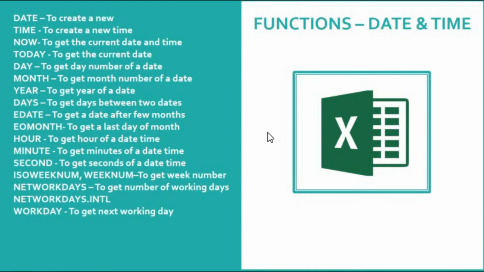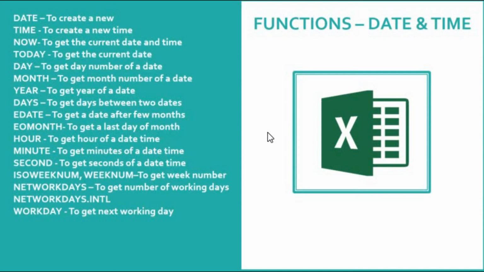So far, we have seen date and time functions. DATE is to create a new date using year, month and day. TIME is to create a new time using hour, minute and second. NOW is to get the current date and time. TODAY is to get the current date. DAY is to get the day number of a date. MONTH is to get the month number of a date. YEAR is to get the year of a date.